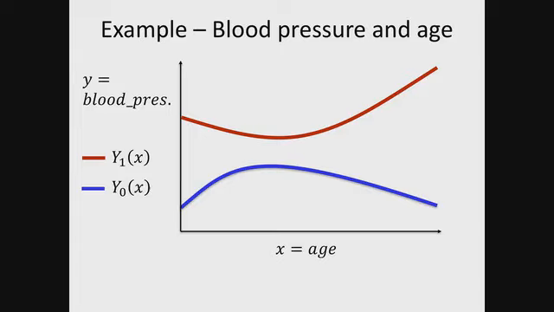On the other hand, for individuals who receive treatment 1, it's the red curve. So young people have much higher, let's say, blood pressure under treatment 1, and similarly, much older people.